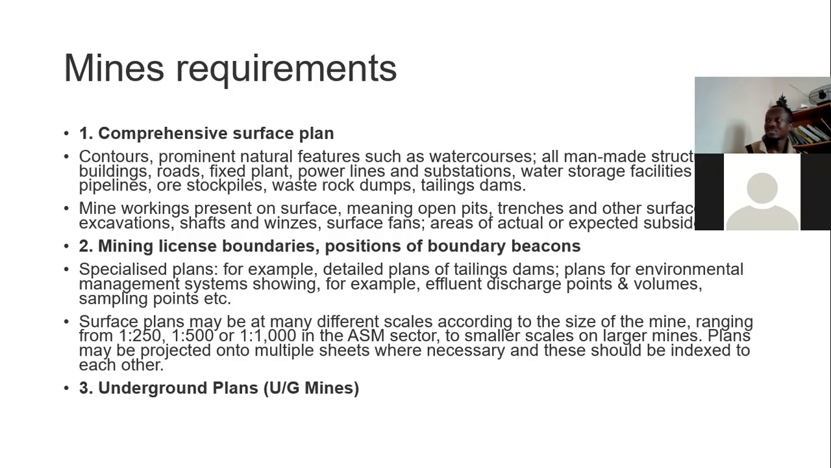Man-made features, buildings, get them. You need to get them on the plan. Roads, fixed plants. When we say a plant, always think about a generator, or such equipment. Power lines. Fixed plants means that you can also have a movable plant. If you work on a construction site, you know that there are movable plants.